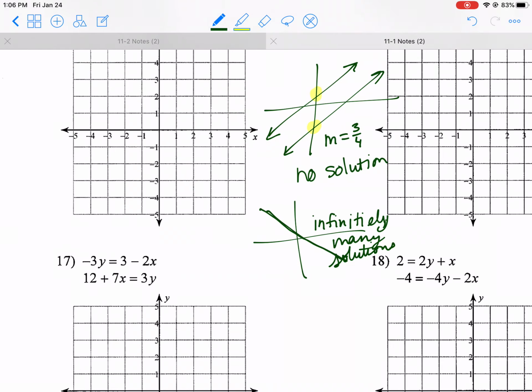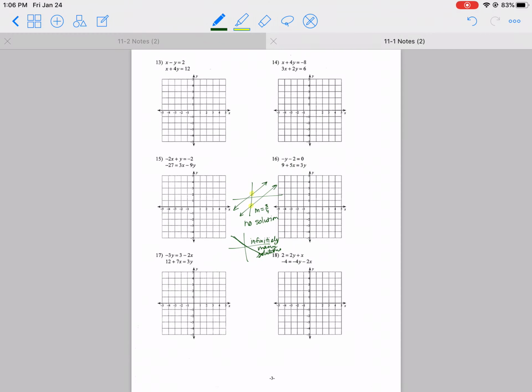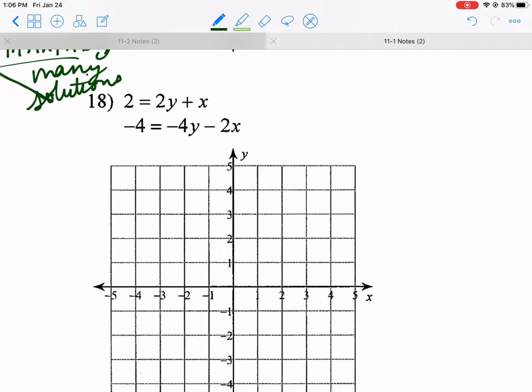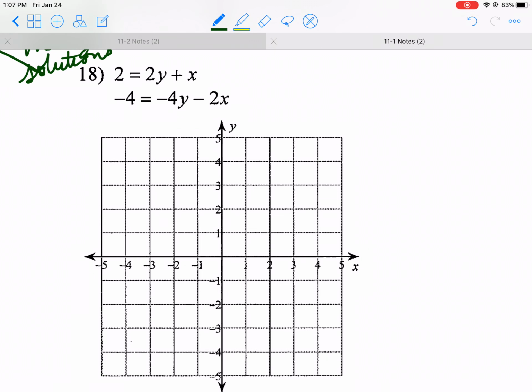All right. Maybe let's do this last one. We'll do 18. Okay, so I want to solve each equation for y. Let's start with the top one. I'll subtract x from both sides. So we get 2 minus x equals 2y. Then divide every single term by 2. So I'd get 1 minus 1/2 x equals y.